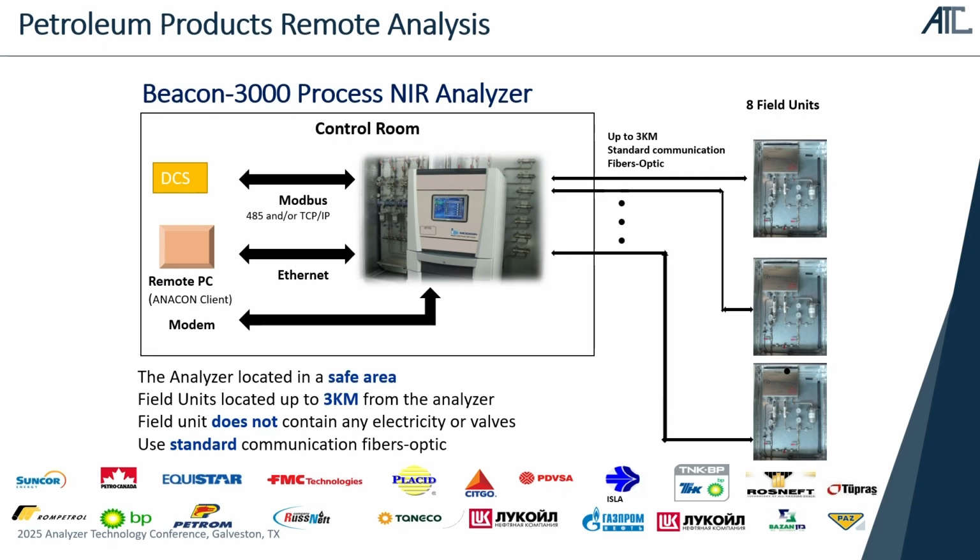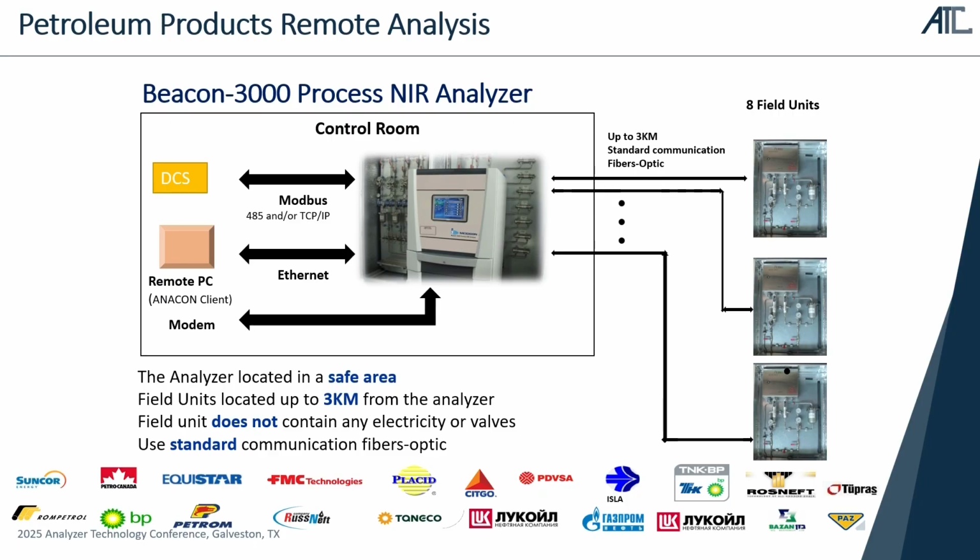Basically, we're talking about technology which enables us to install the analyzer in the control room while the sample probes are located directly in the process. The communication between this analyzer and the sample probes is done using standard telecommunication fibers, and the maximum distance between them can be up to 2 miles. That means that we can put one single analyzer in the control room and connect it to many sample probes located within the refinery.